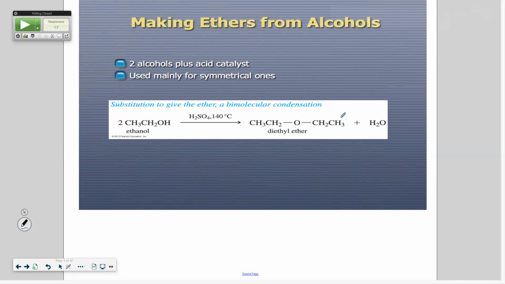The last two slides you have are making ethers from alcohols. Basically what you do is you have a little bit of acid in there, and some of the alcohol will get protonated so that you will have water, and then your other alcohol will act as a nucleophile, and you will displace the water. It's that simple. They call it a bimolecular condensation. That means that you're putting two things together, two molecules, and you're losing what? Water. That's what condensation is. Water's coming out, okay? So that's all it is.